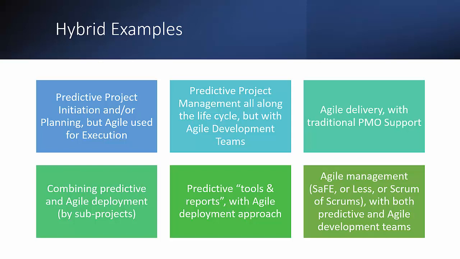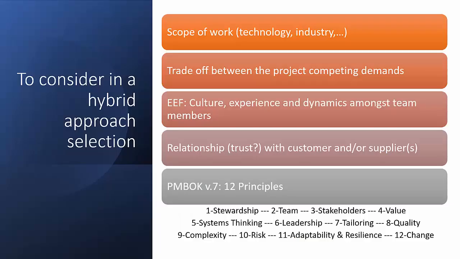And what type of things would you take in consideration when you're deciding what type of hybrid approach to use? Right? Well, first of all, of course, you'd be taking in consideration what is it that you're doing. You take in consideration the scope of work. What technology are you in? What industry are you in? You take in consideration your competing demands, the trade-off between time, scope, costs, risks, resources, quality, right? What is the trade-off between these? If scope is more relevant, of course, you'd go rather on the predictive end of the hybrid scale.